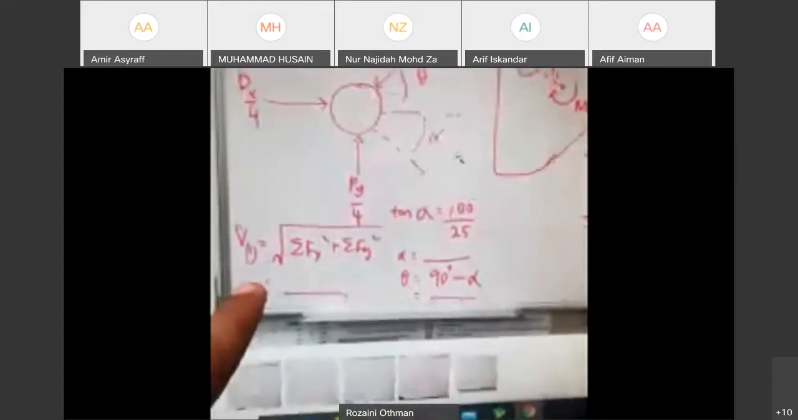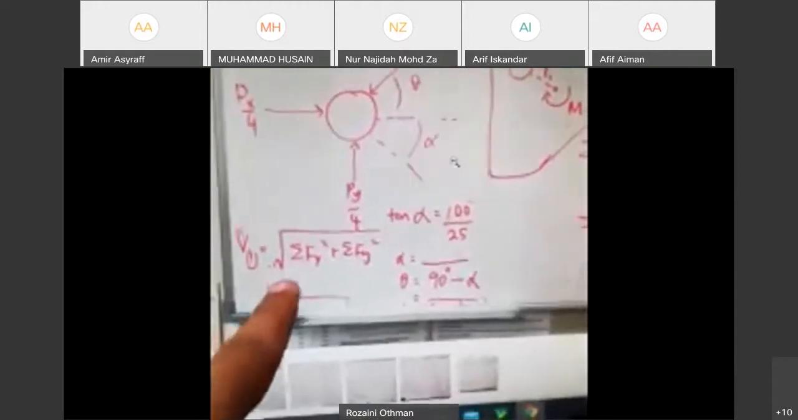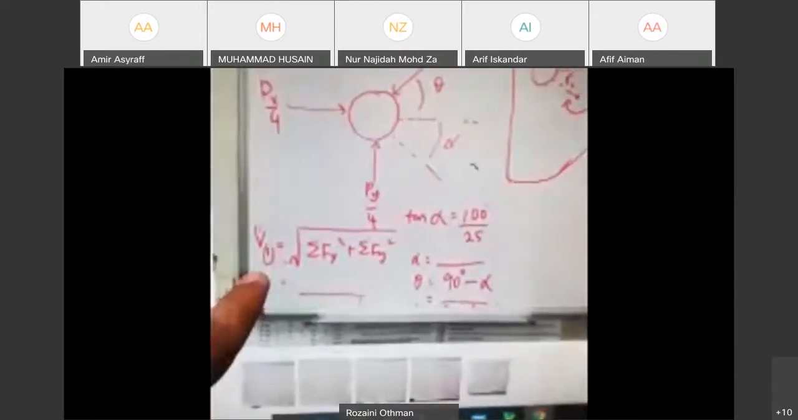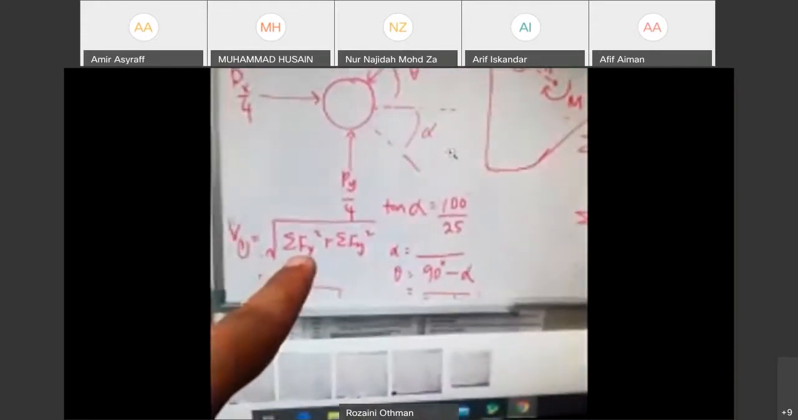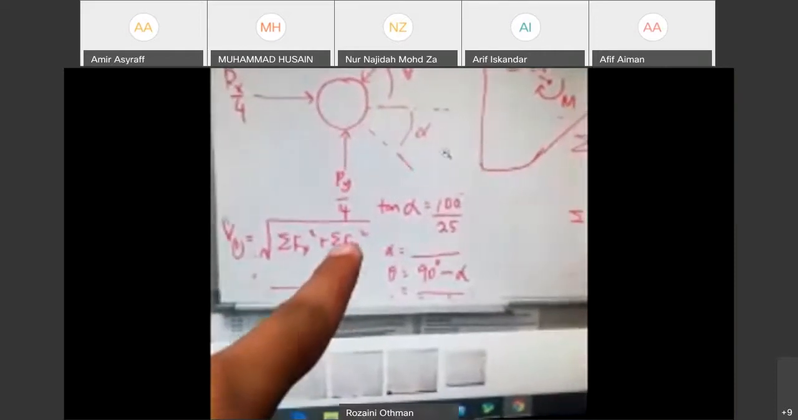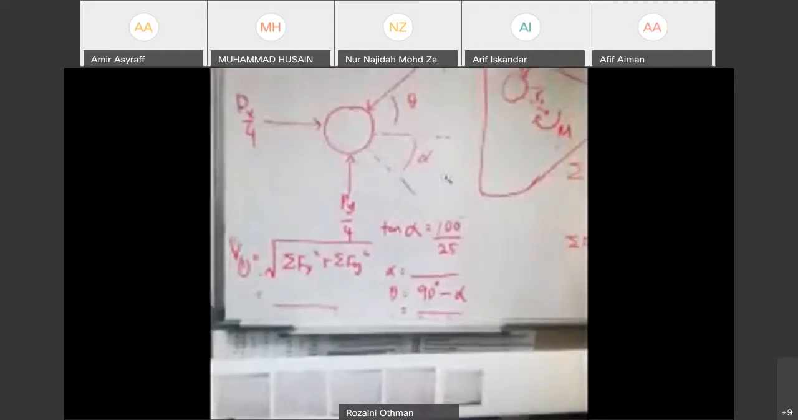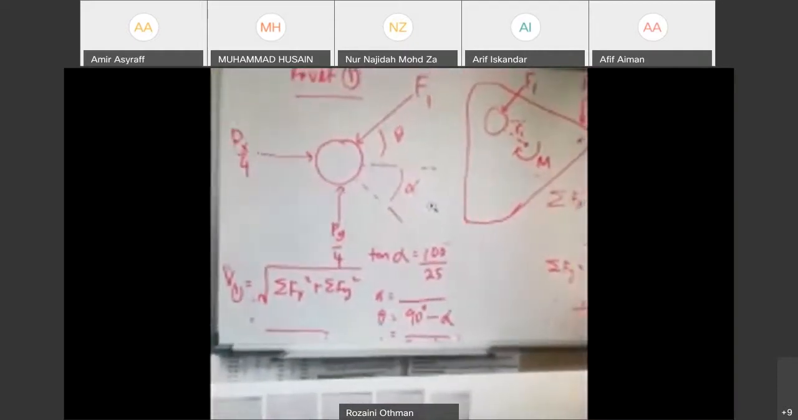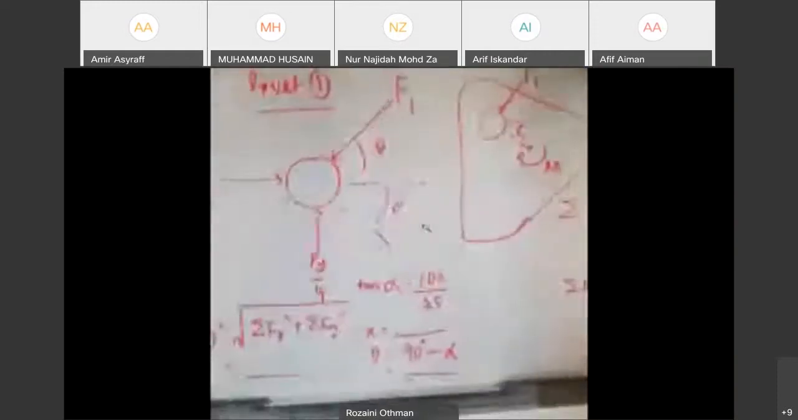After you have determined the forces in x and also y, we do the resultant of forces. It represents the shear force for rivet number 1. So it is the square root of the summation of force in x squared plus the summation of force in y squared. And then you will get the resultant of forces. Right, so I think that's the end of our lecture for today.